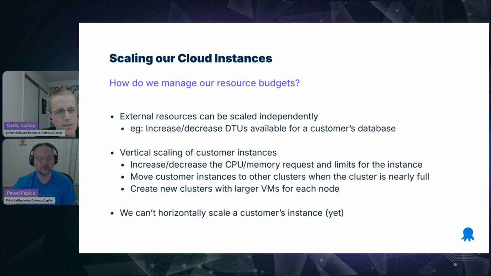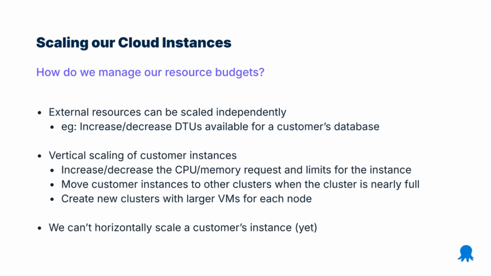So scaling our cloud instances, how do we manage scaling within Octopus Cloud? For external resources, these can be scaled independently. So things like the Azure SQL Server database, we can go into Azure and ask them to increase the number of DTUs available for that customer database if it's starting to get busy. And we can also perform vertical scaling of our cloud instances. So we can increase or decrease the CPU and memory requests and limits for that instance.